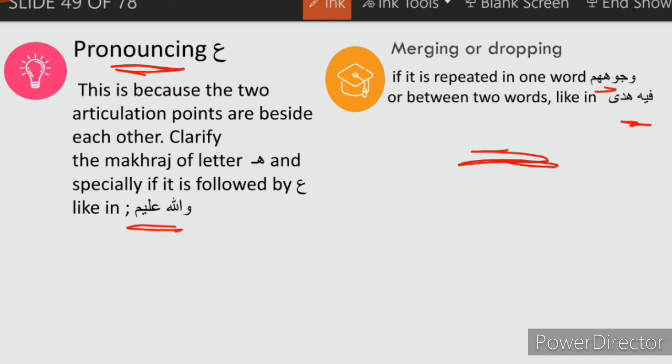Okay, so let's stop here, and inshallah in the next lesson we will continue. In this way we finish the articulation point of Hamza and Ha. Inshallah, in the next lesson we are going to start from the new articulation point that's responsible for producing Ain and Ha. So keep watching.